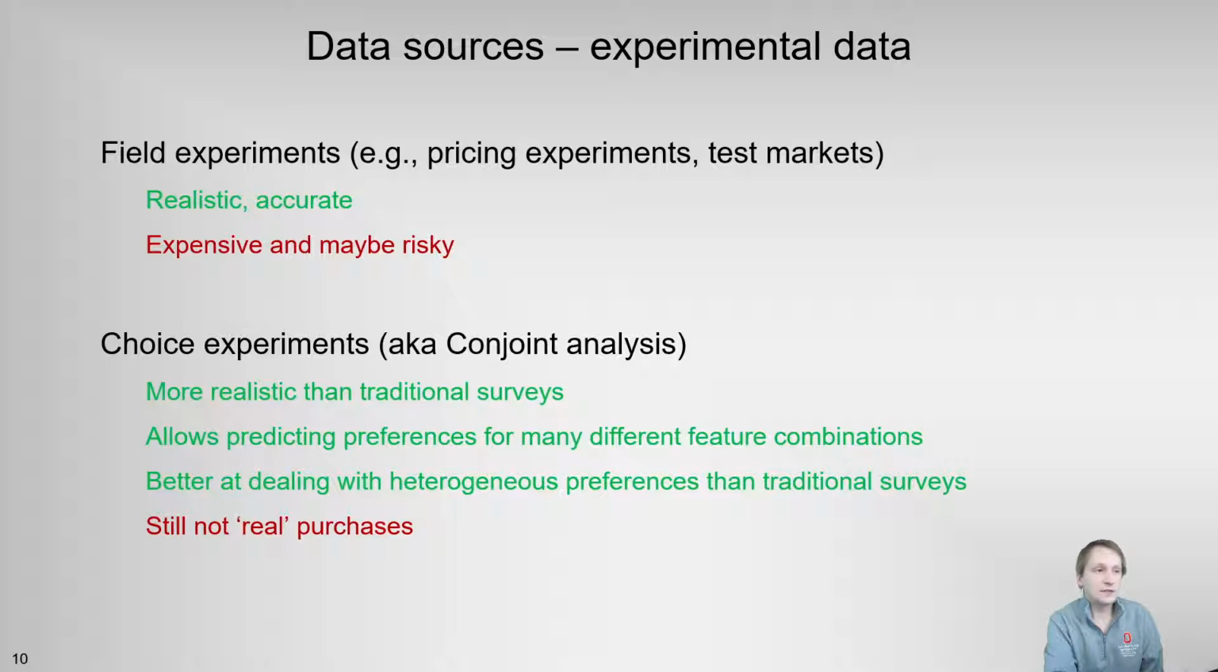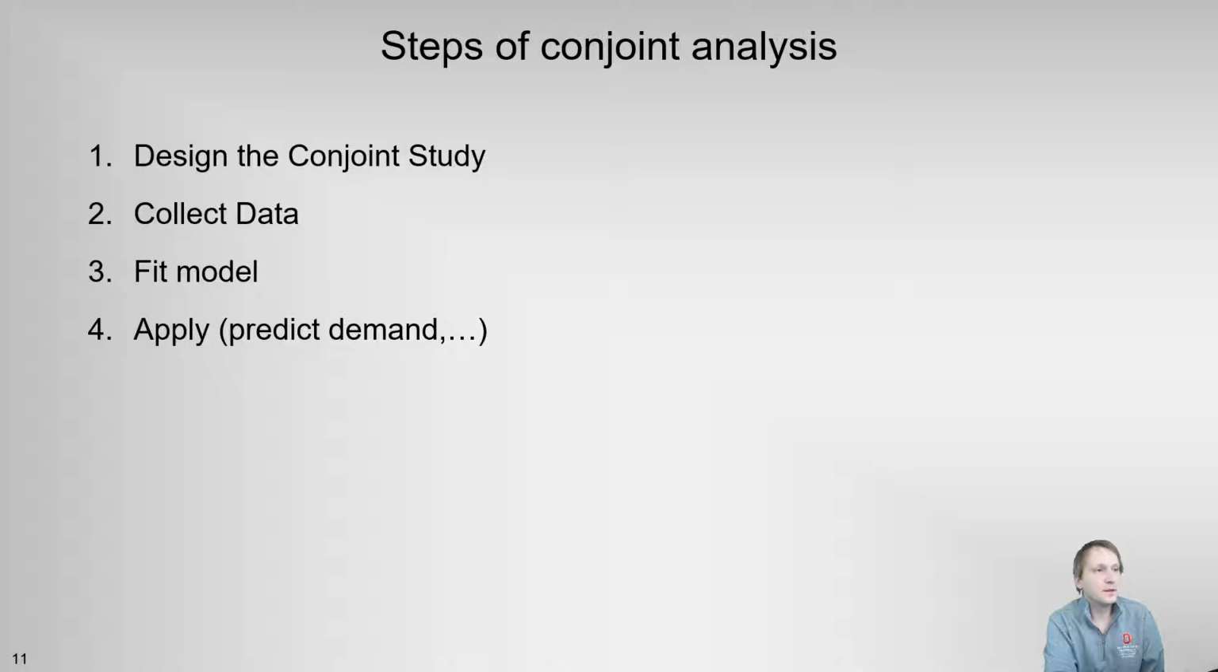It's more realistic than a traditional survey. It allows predicting preferences for many different feature combinations. It's great at dealing with heterogeneity, much better than a traditional survey. The only downside is that those are still not actual purchases, but it's quite predictive of what actual choices would be. So what are the steps in doing conjoint analysis?